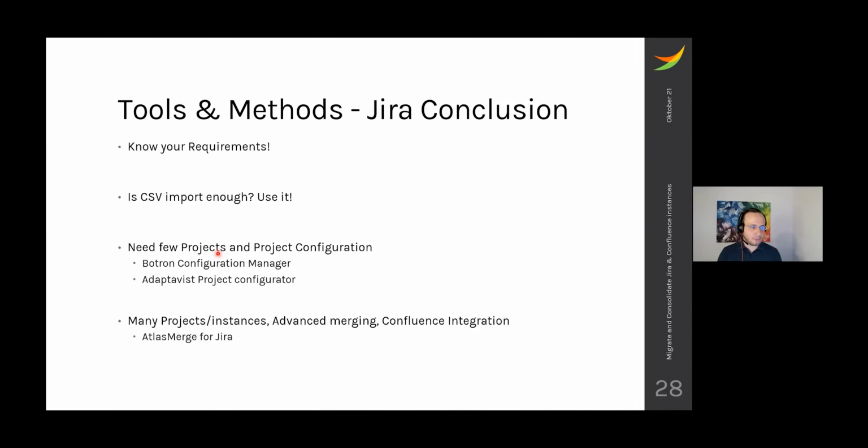If you either have one of these tools, or only need to migrate few projects, or just a project configuration, then use Botron Configuration Manager or Adaptavist Project Configurator. I think I told you before, I personally like the Configuration Manager more, but just try them, get a trial license. It's free for 30 days. But if you have multiple instances and lots of data and lots of users, or need advanced merging, or need Confluence integration, then yeah, come to us. Let's talk.